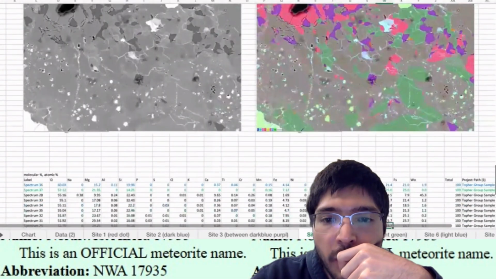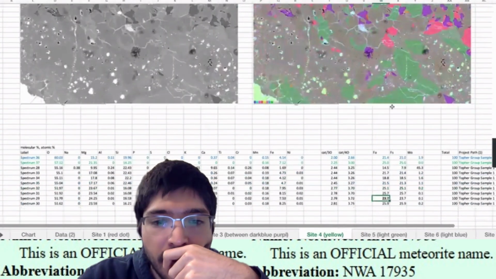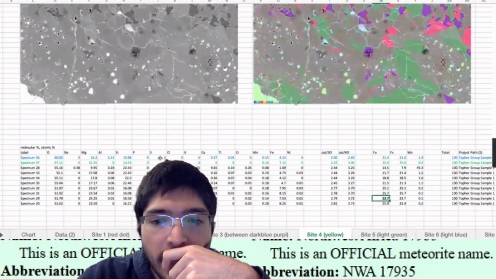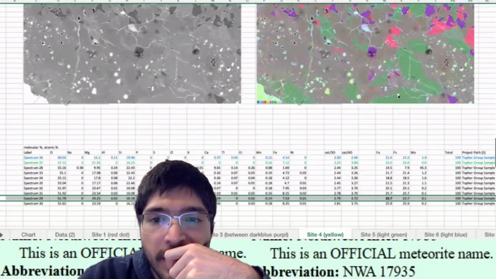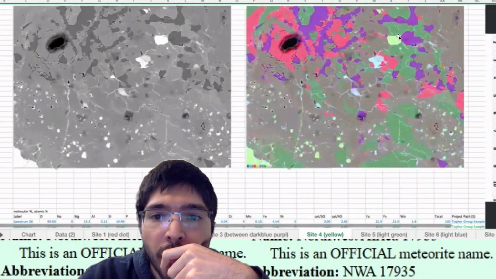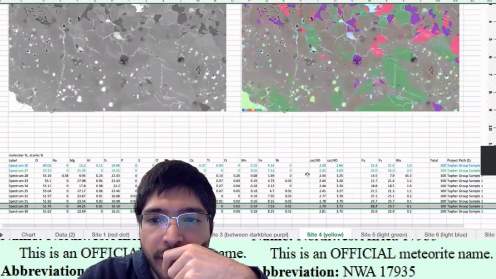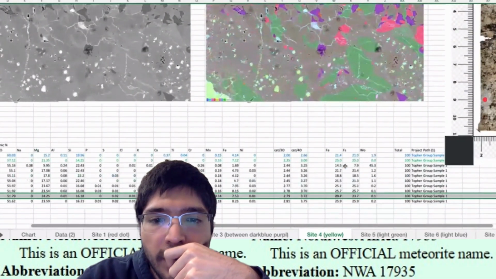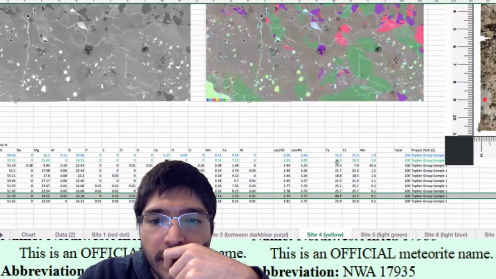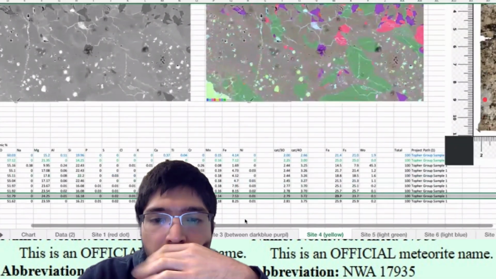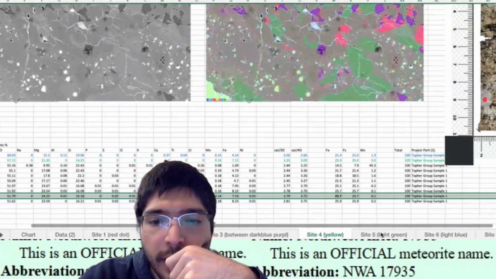So if I'm doing a calculation of average fayalite for the entire sample, I wouldn't necessarily include this grain in it because it's not representative of the overall texture. It's from a melt vein. Same with maybe a few of these other olivines right here. But you can see overall, the fayalite still tends to be consistent with an L chondrite right here.